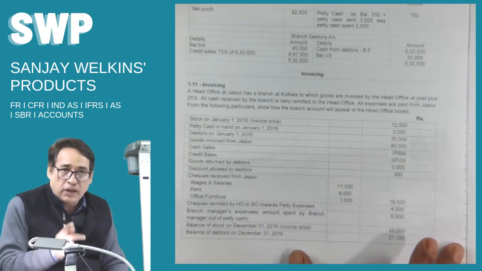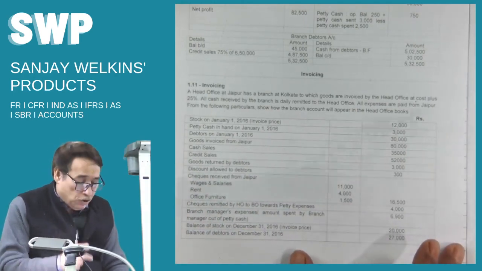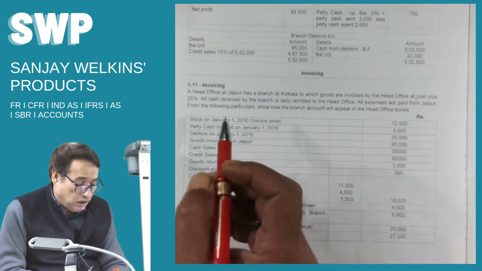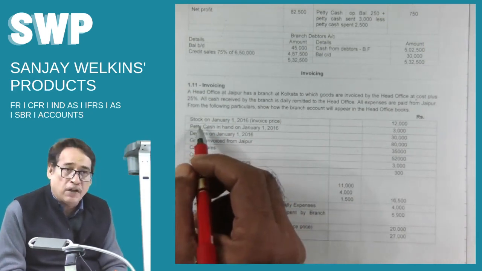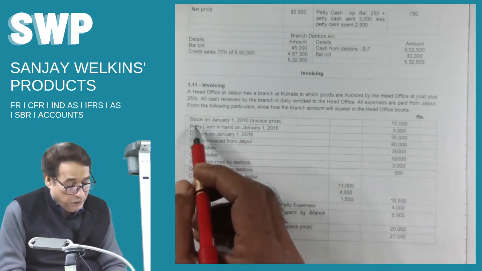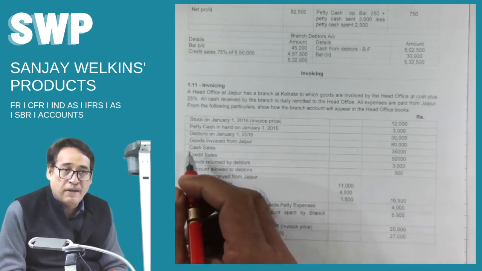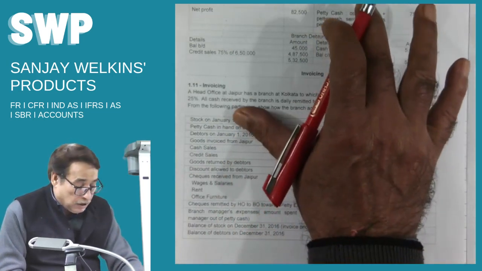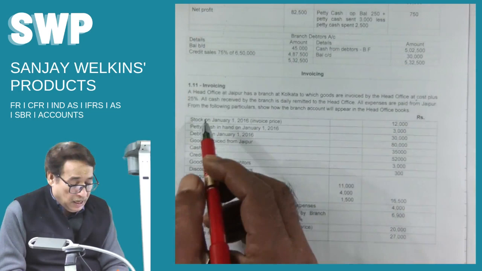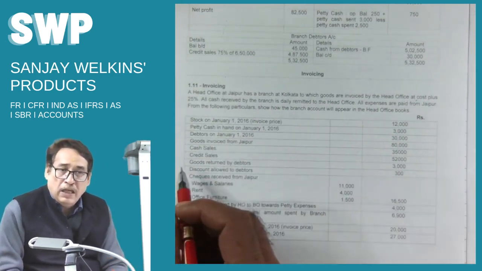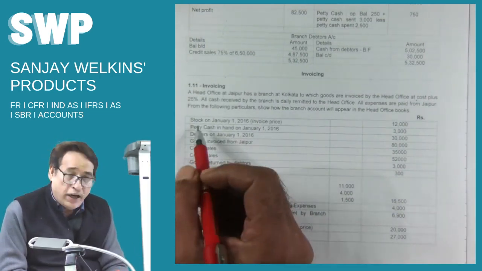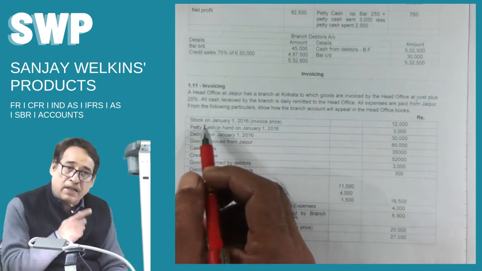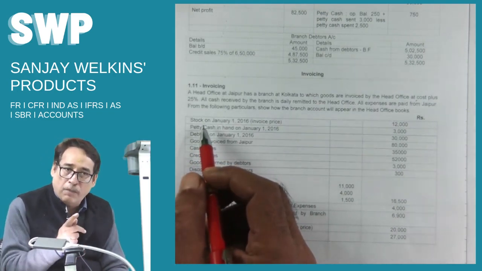In the invoice price question, please pay attention. In the invoice price question, suppose here it would have been written opening stock only. For example, here it is written at invoice price. Now, suppose in this question it would have been written as opening stock only. Even in that case, I would have presumed that this stock is at invoice price. You got my point or not?